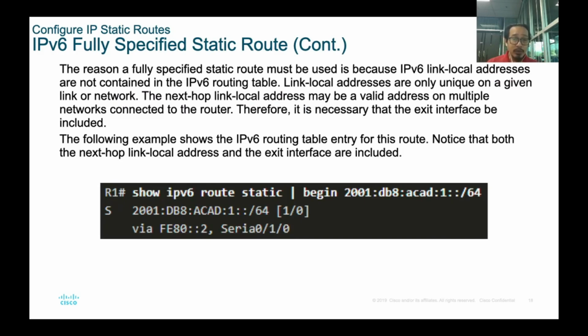Okay, so when you verify with show ip route, you should see that for that particular network, it is shown as via, comma, and the exit interface.